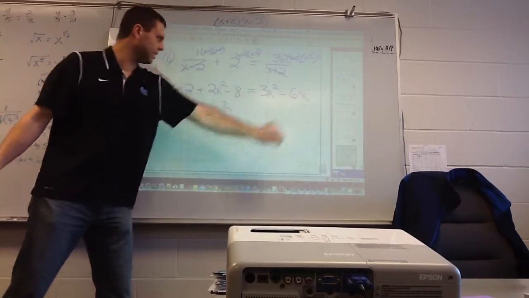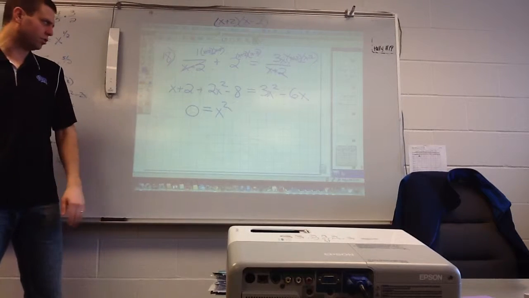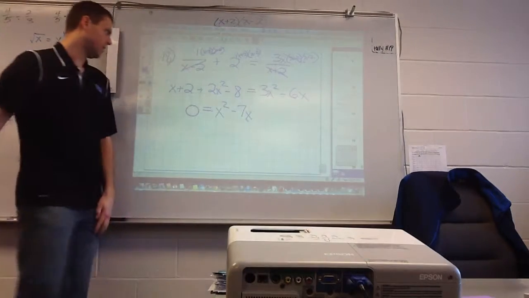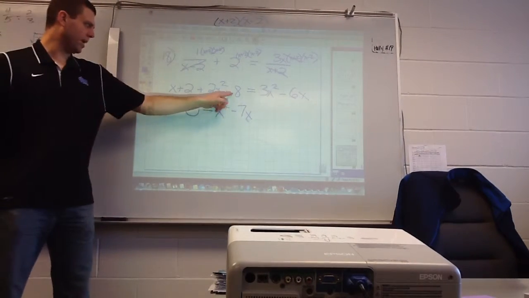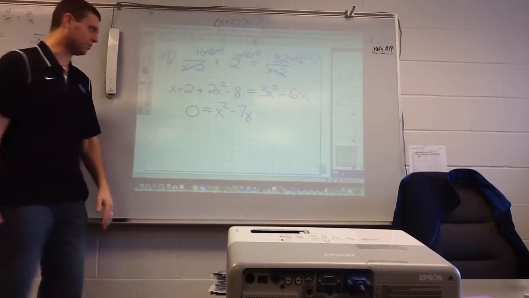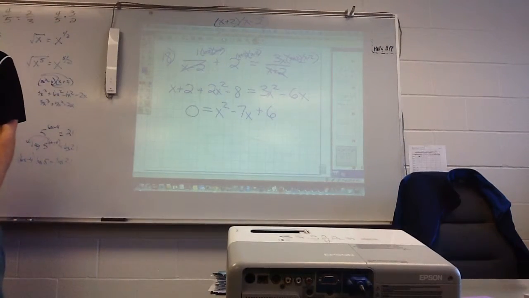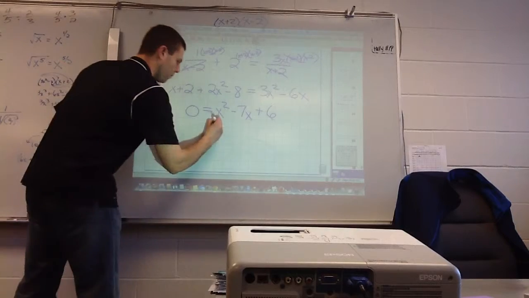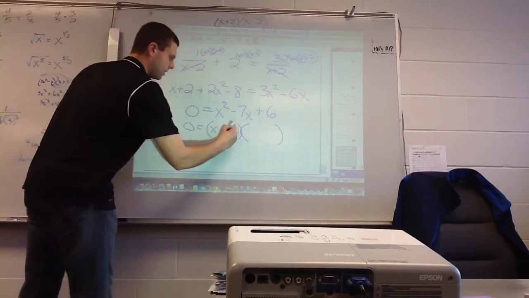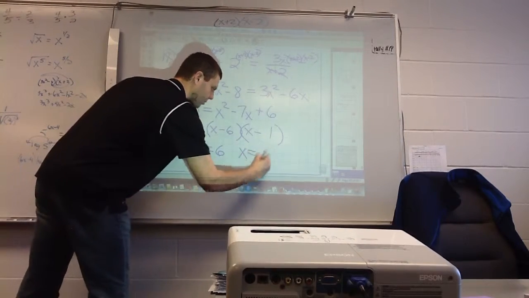I had negative 6x on the right side, but I'd have to subtract x from both sides, so that'll give me how much? Negative 7x. Then I had a negative 8 on this side, so I'd have a positive 8 on the other side, plus the 2, minus 8, set equal to 0. Is that factorable? Yep, 6 more. Okay. What are the factors? X minus 6, x minus 1, so x equals 6, x equals 1.